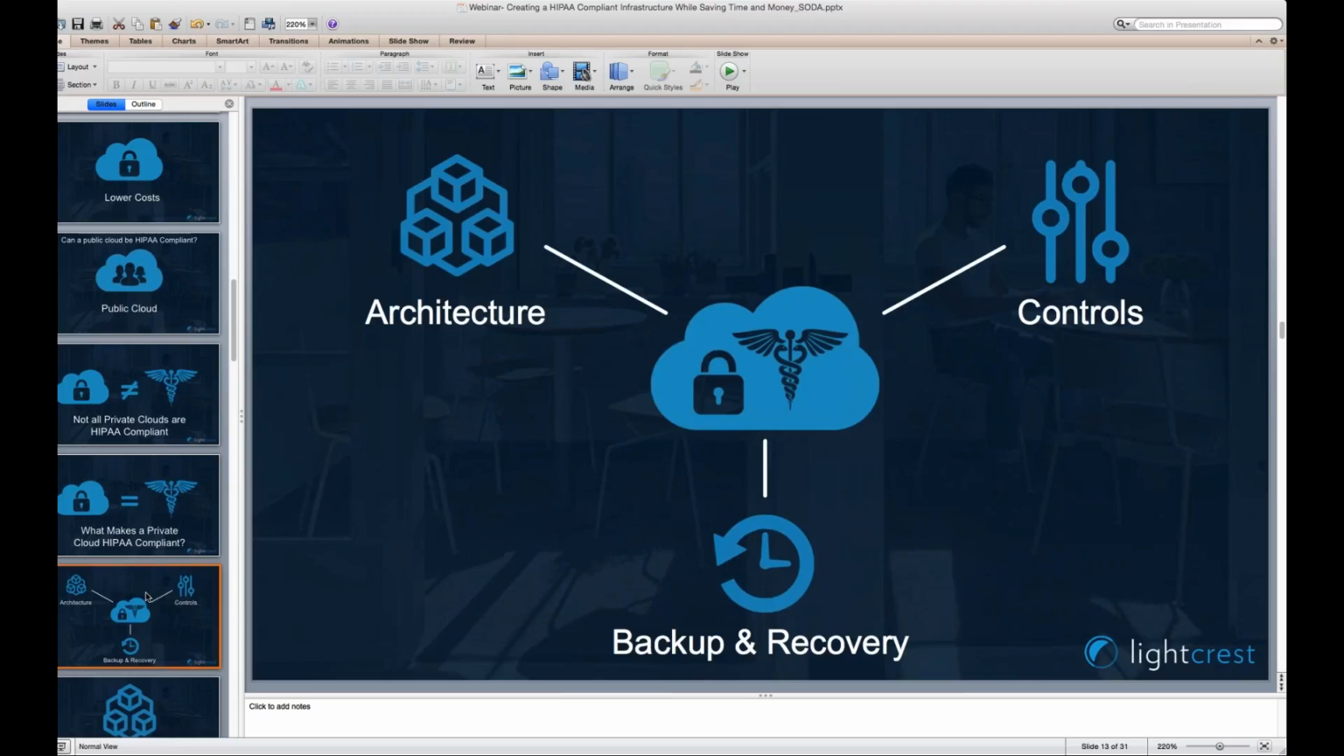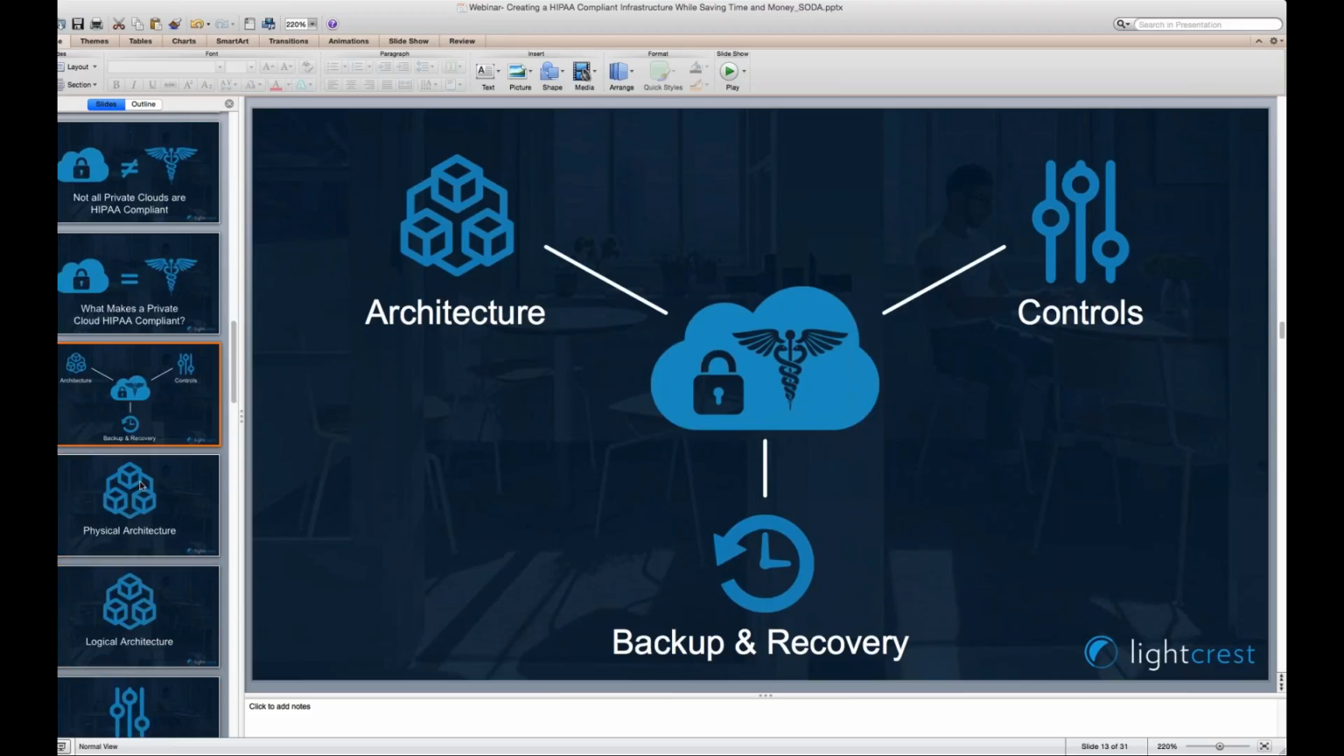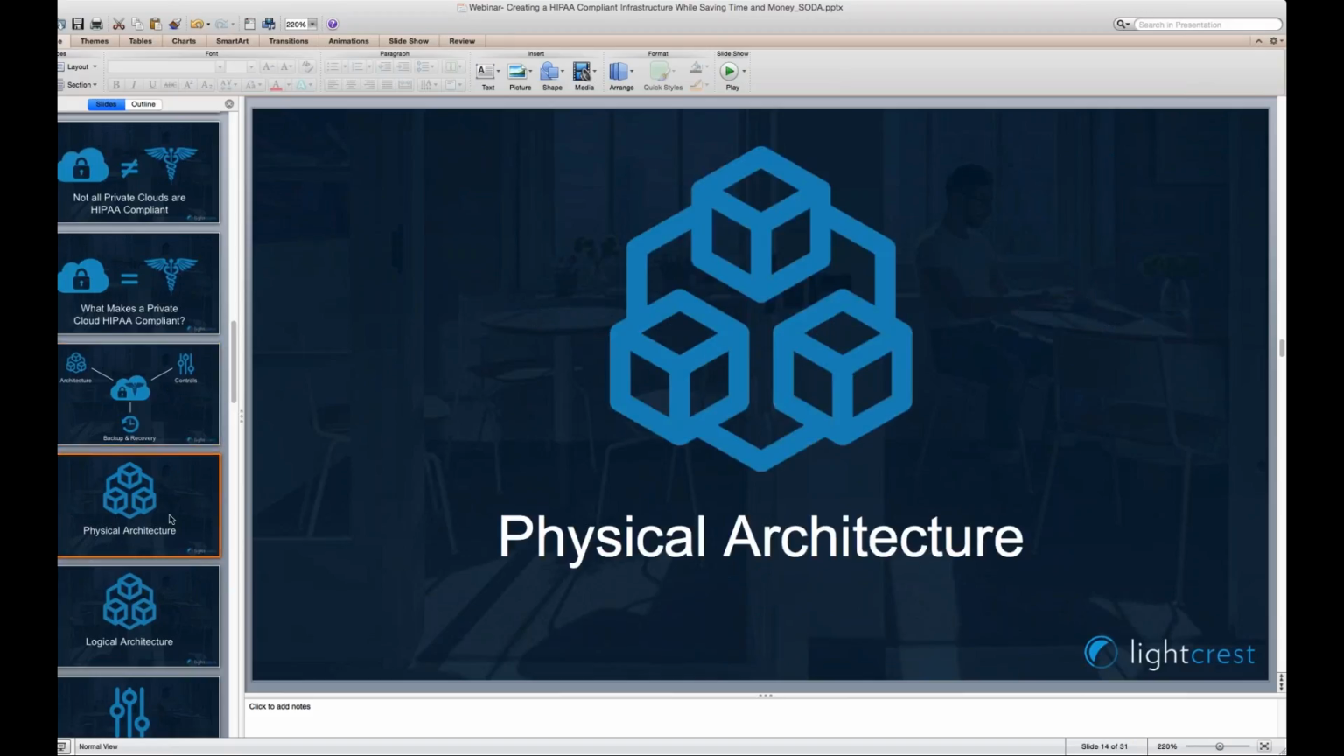I want to talk a little bit about specific attributes of private cloud and how they are conducive to HIPAA, and ways that we can maybe drill down to some of those details. So information assurance is key to your cloud environment if you're going to be under audit.